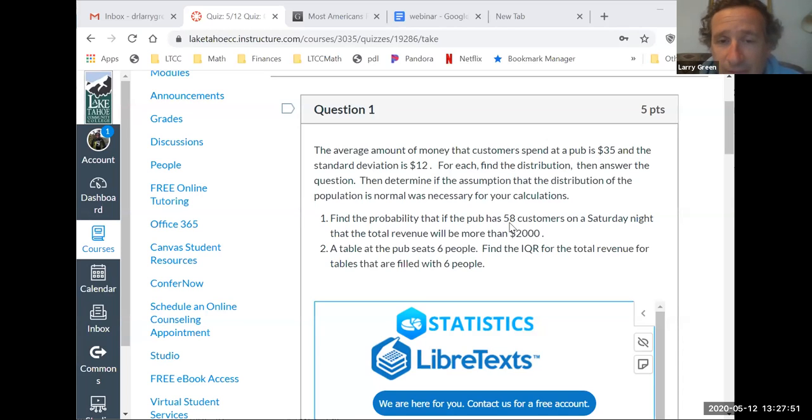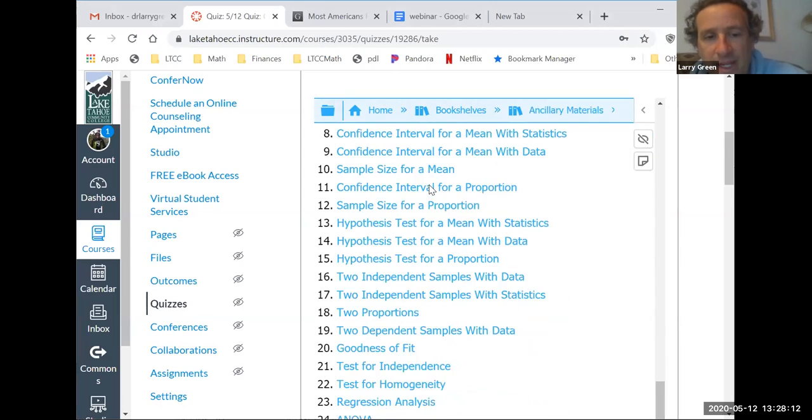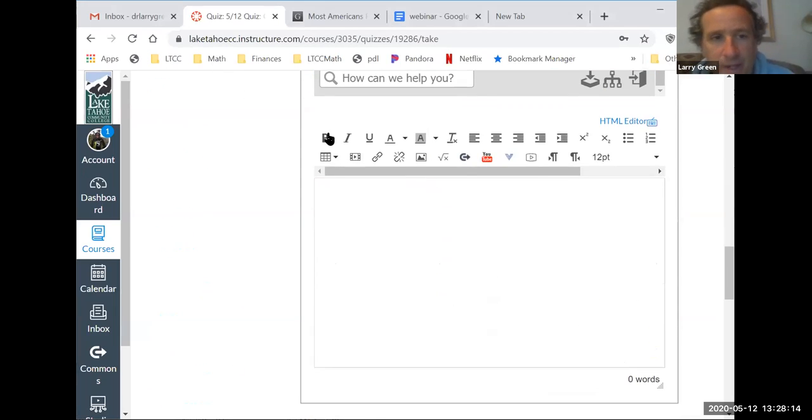We know we had 58 customers. That's the sample size. The mean for the original distribution is 35, because that's the average. And the standard deviation is 12, because it says so. So with all that information, we can answer the first part of part one.